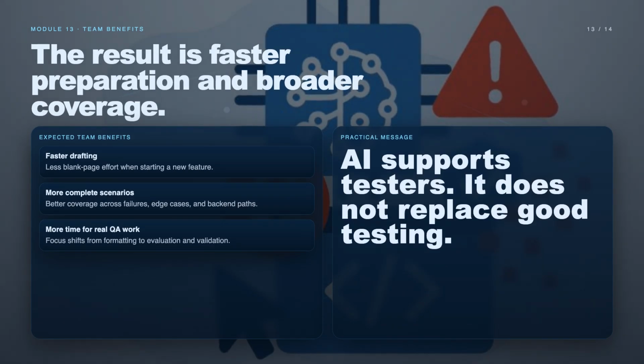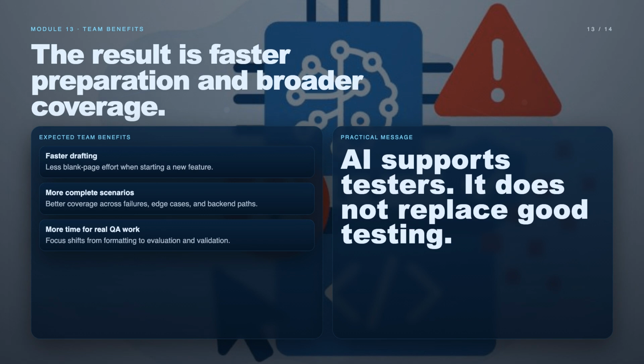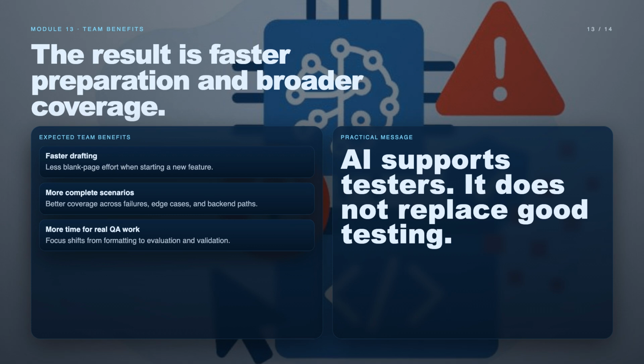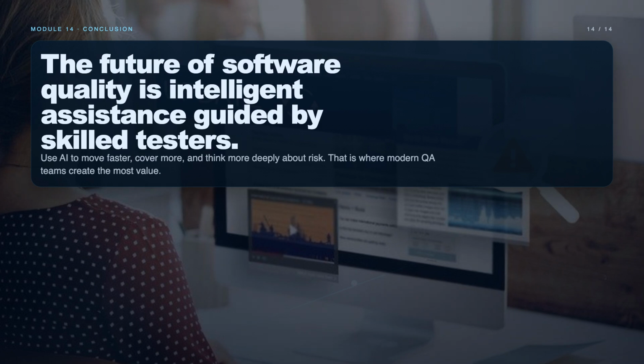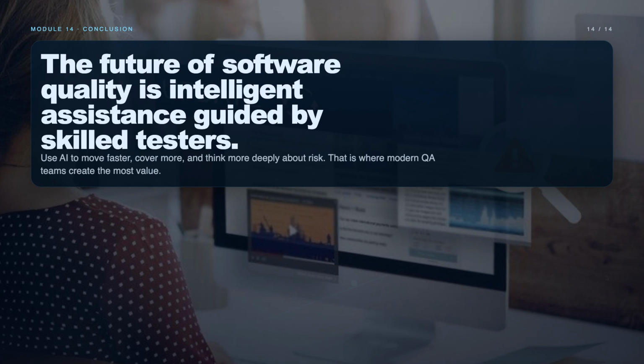The tester provides context, validates priorities, removes weak suggestions, and improves the final suite. AI accelerates the first draft and broadens coverage. By using this approach consistently, QA teams can prepare faster, cover more cases, improve traceability, and spend more time on critical thinking instead of repetitive formatting work.